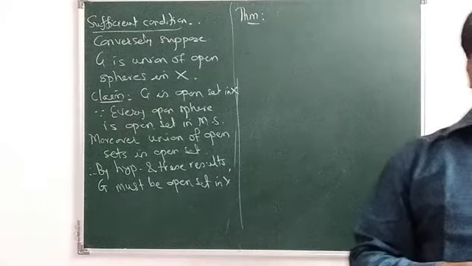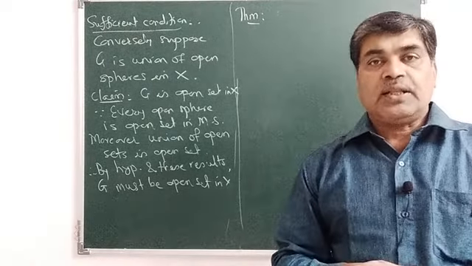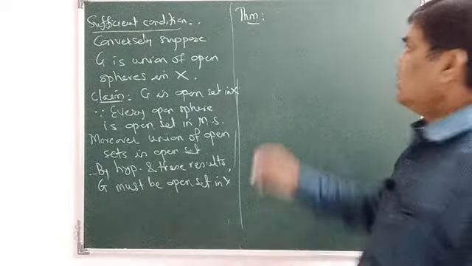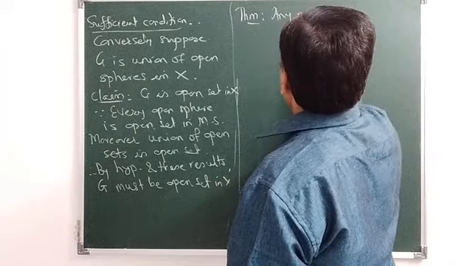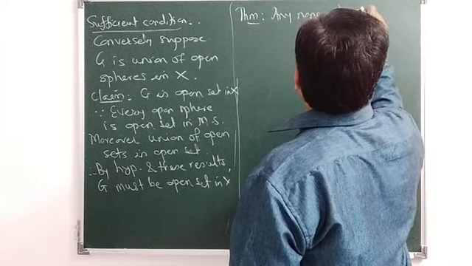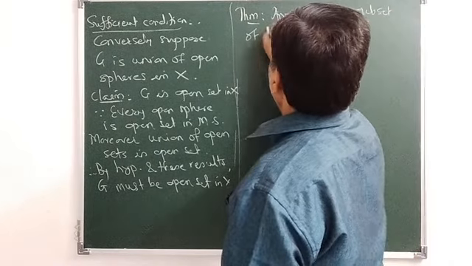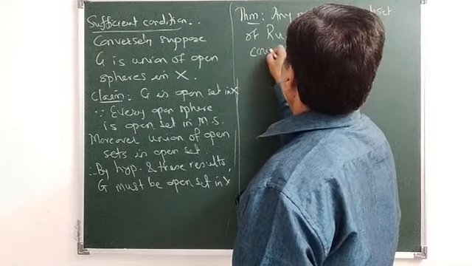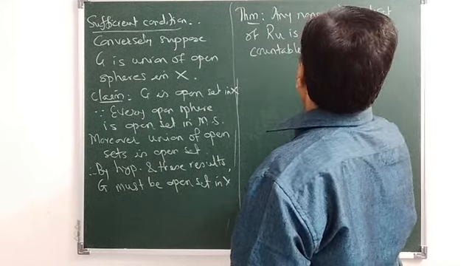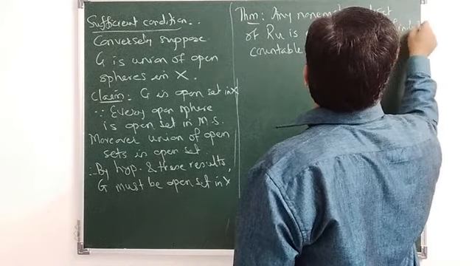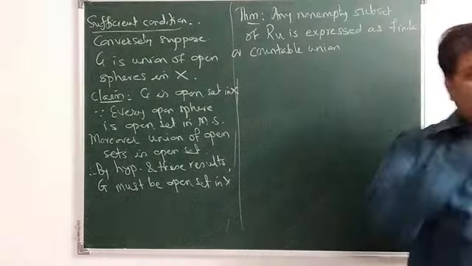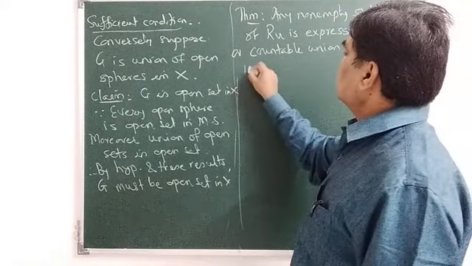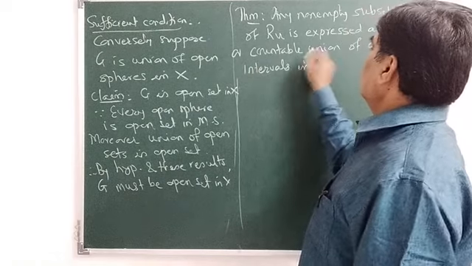Our next result is that if I take any non-empty open set in R usual, then we have to show that it is expressed as a countable union of open intervals in R. So the next theorem: any non-empty open subset of R usual is expressed as a finite or countable union of open intervals in R.